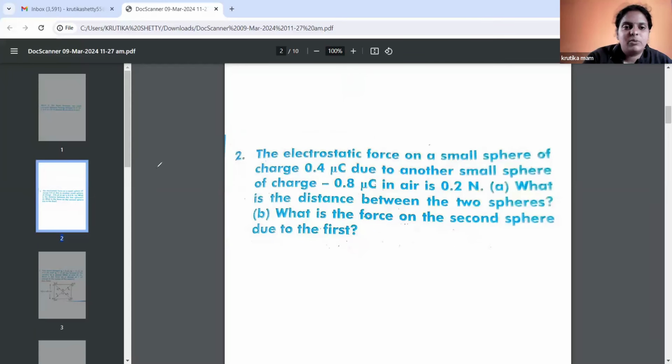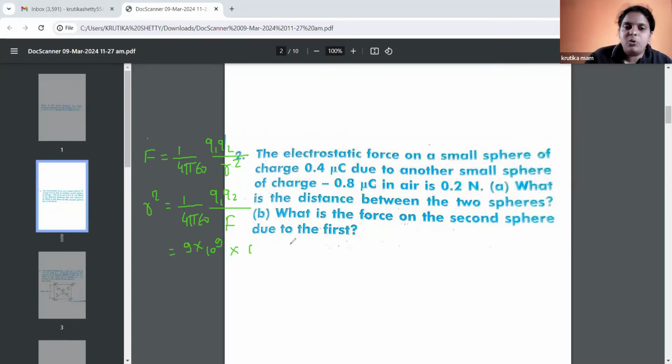Okay. So all the given values you know already. Q1, Q2, F value is given. The formula is, first you have to write the relevant formula. F is equal to 1 upon 4 pi epsilon naught Q1 Q2 divided by R square. We want the value of R. So what I do now is shift R square. R square is equal to 1 upon 4 pi epsilon naught Q1 into Q2 divided by F. So what is 1 upon 4 pi epsilon naught? It is 9 into 10 raised to 9 into Q1 into Q2.